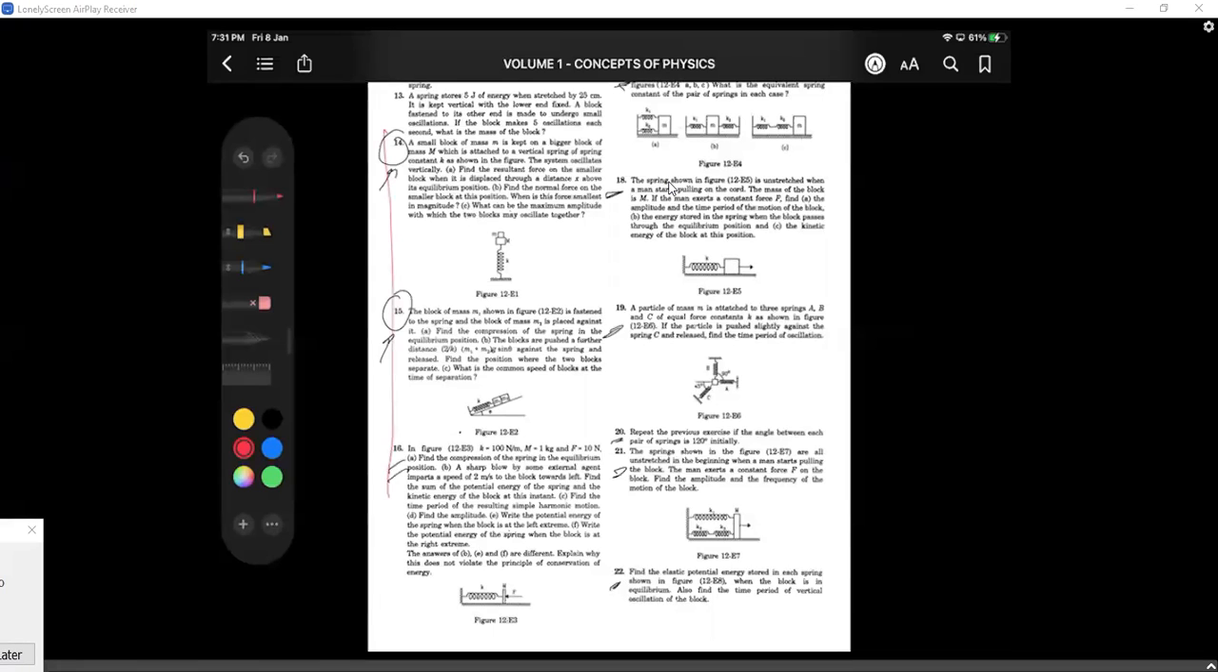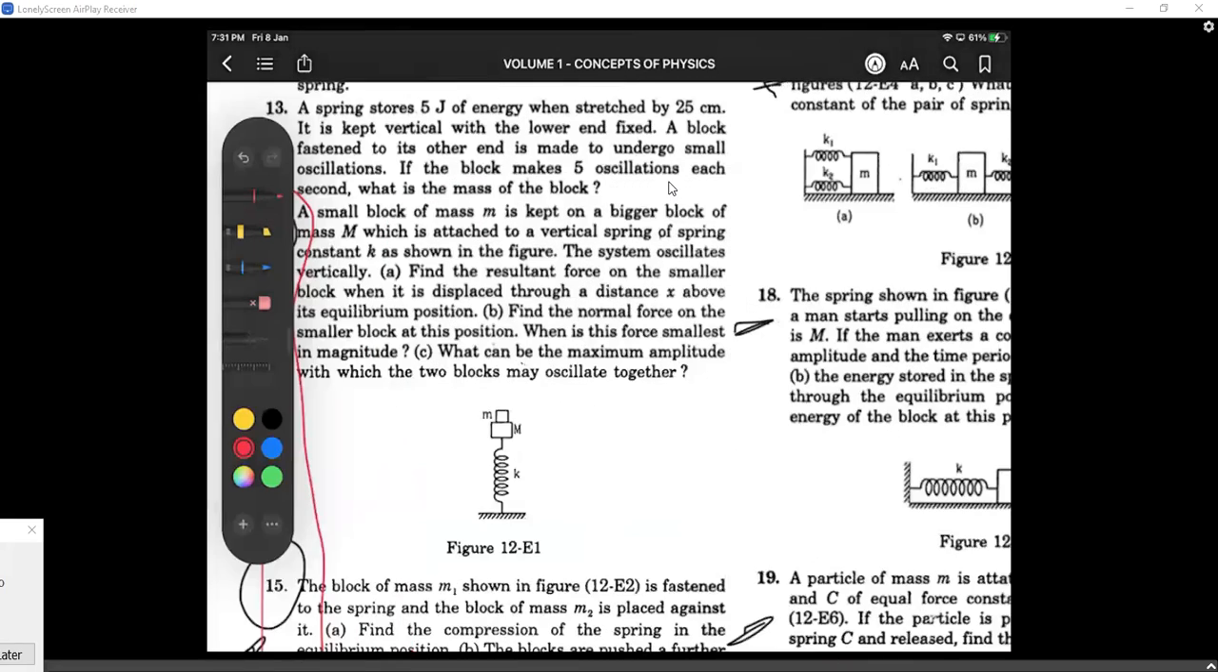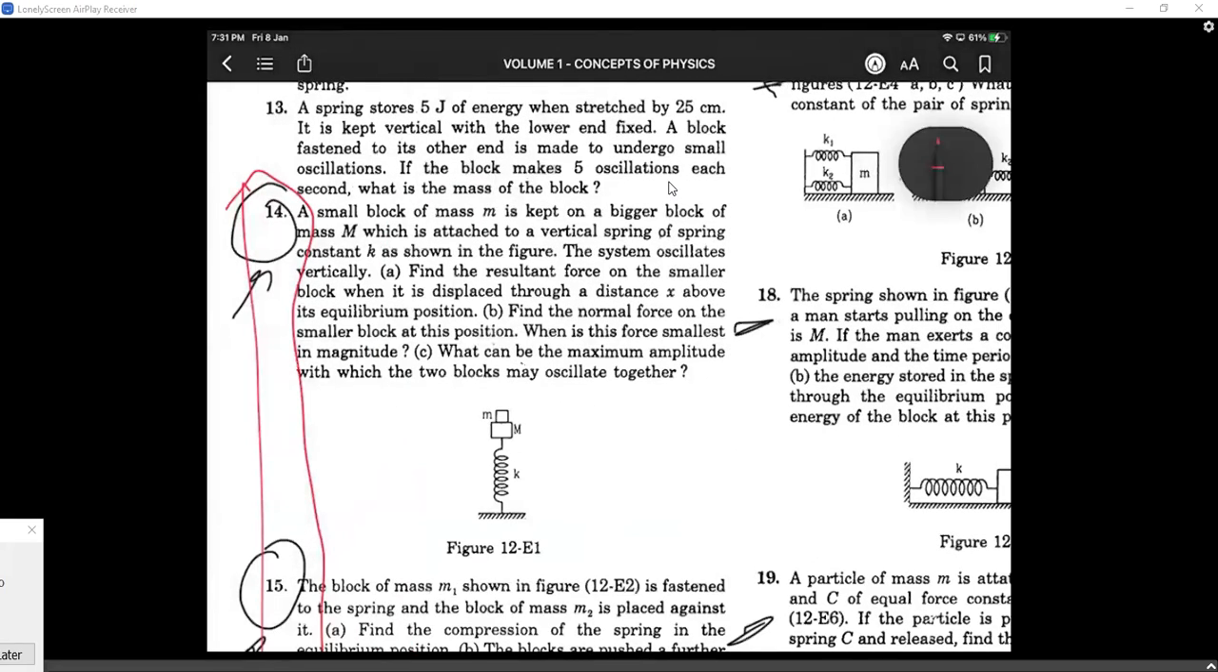All the three questions, 14, 15, 16, they all deal with the same idea about shift of the mean position. Okay, let me look at this question. Question number 14. I'll try to explain question number 14. 15 is a little similar. Let's see if we can do it.